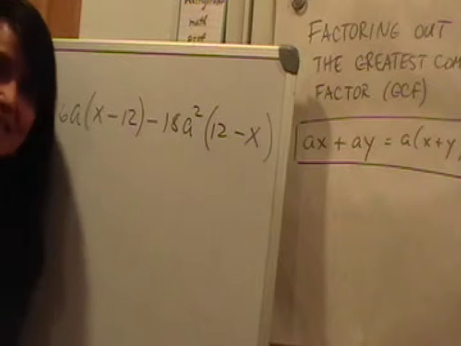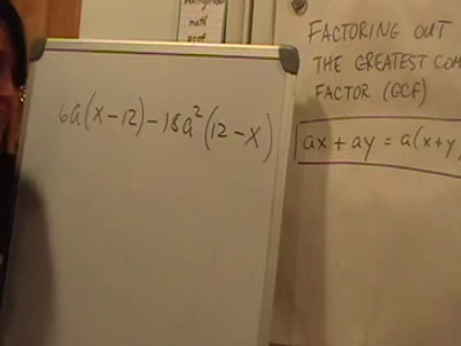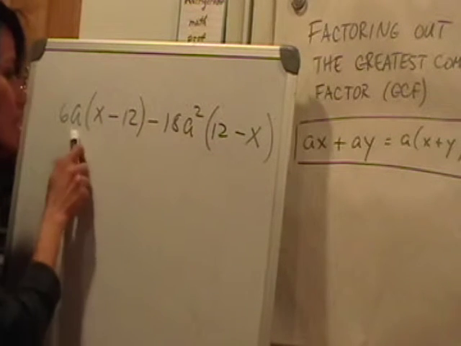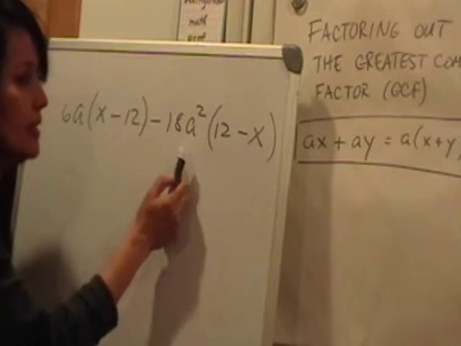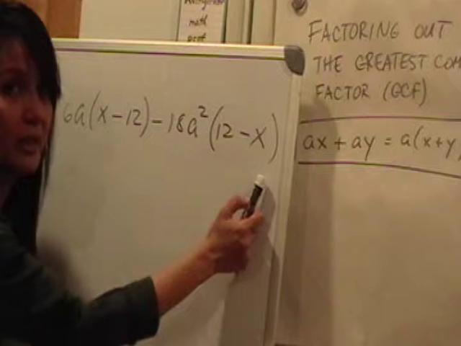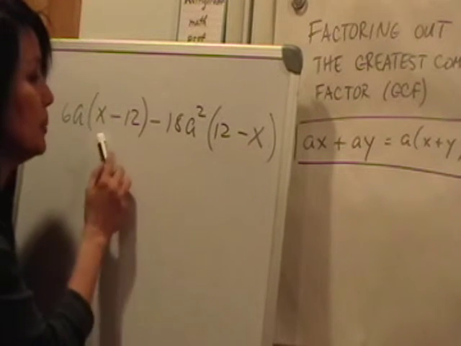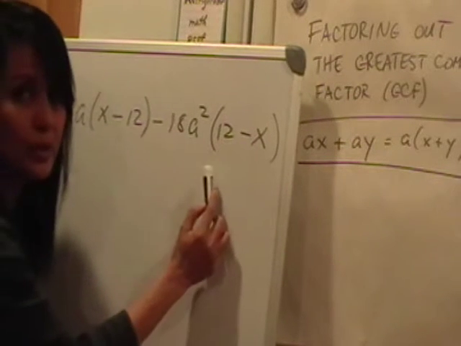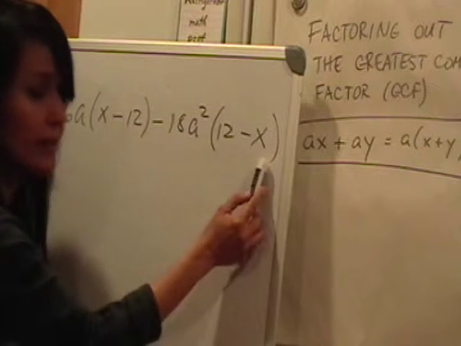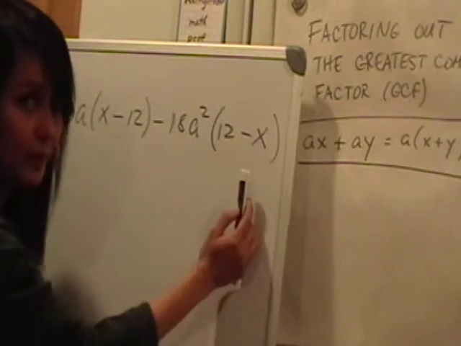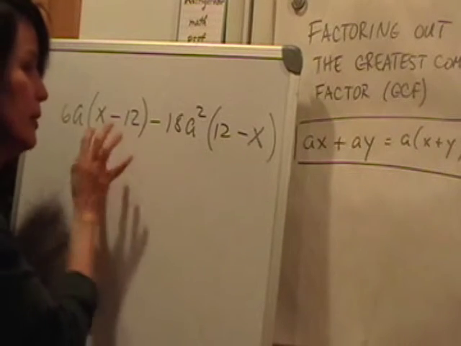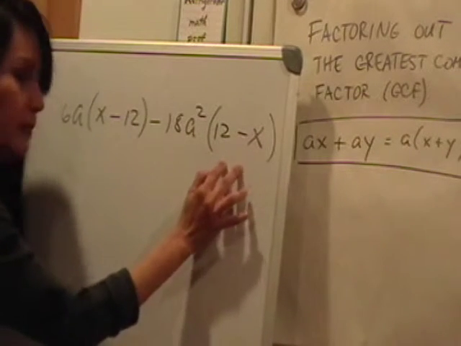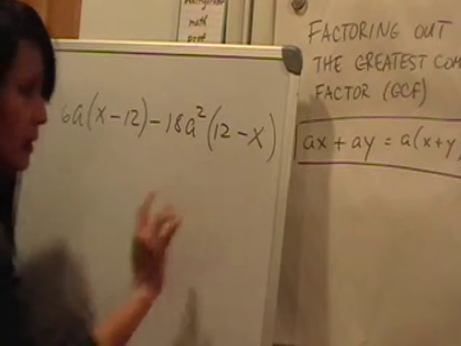Okay, this is really the last example for GCF factoring. So let's look at this. I have 6a times the quantity x minus 12 minus 18a squared times the quantity 12 minus x. So again, you see that problem where here this is an x minus 12 and this is a 12 minus x. So they're not quite the same, right? But we can make them the same, noting that either you change this or you change that, right? Usually students like to change the second one, okay?